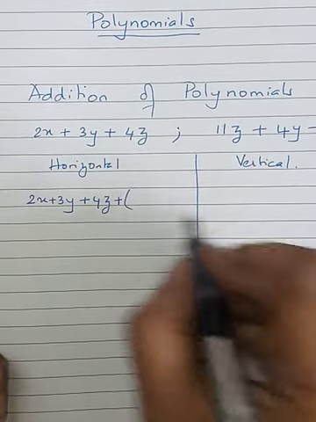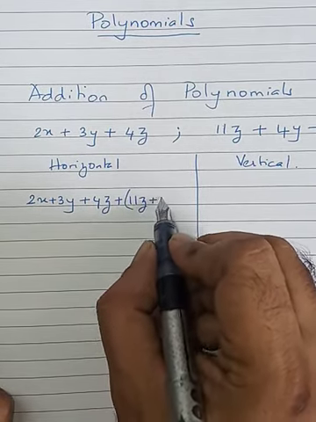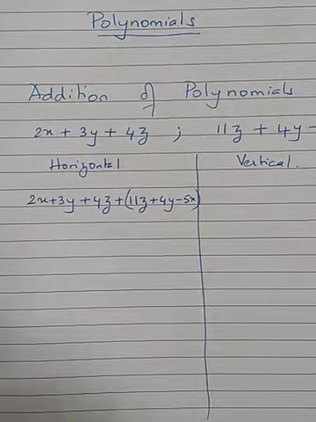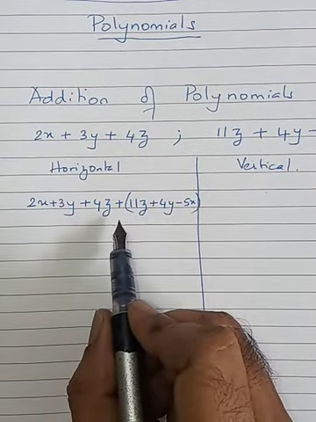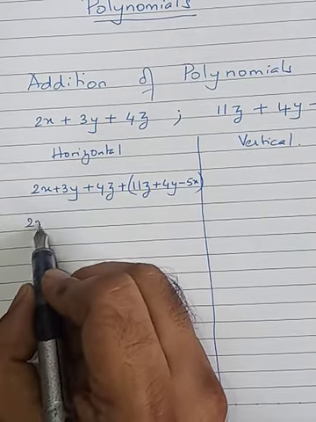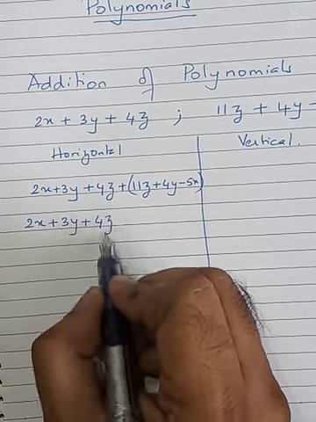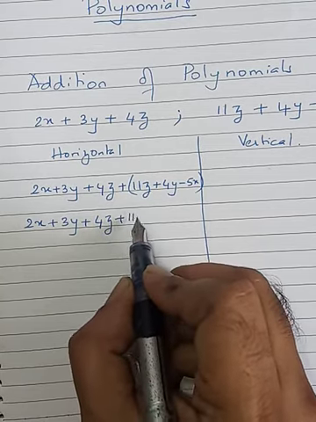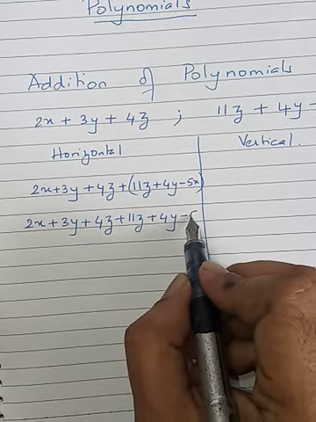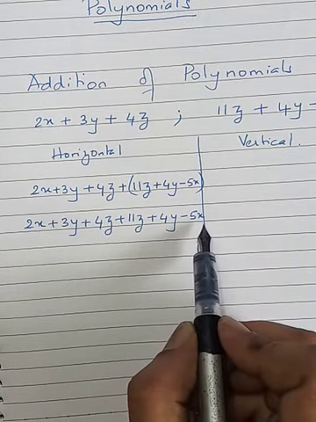Let me put a bracket over here: 11z plus 4y minus 5x. I close the bracket. Now since there's a plus sign over here, I don't need to worry about any of the signs inside. I'll simply open the bracket. So it will be like 2x plus 3y plus 4z plus 11z plus 4y minus 5x. Now this looks like one big polynomial to me.